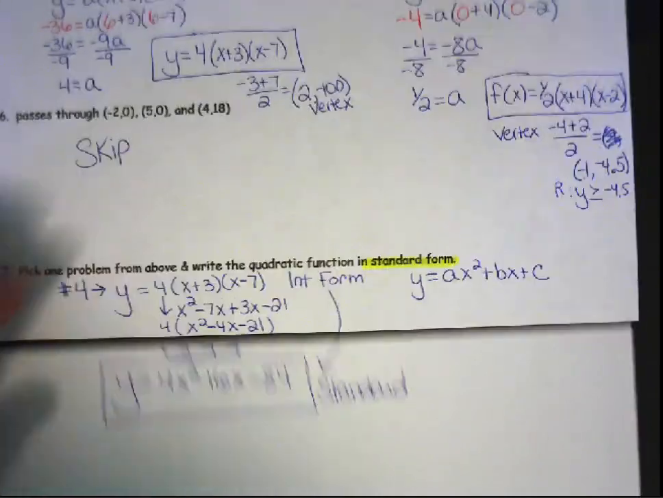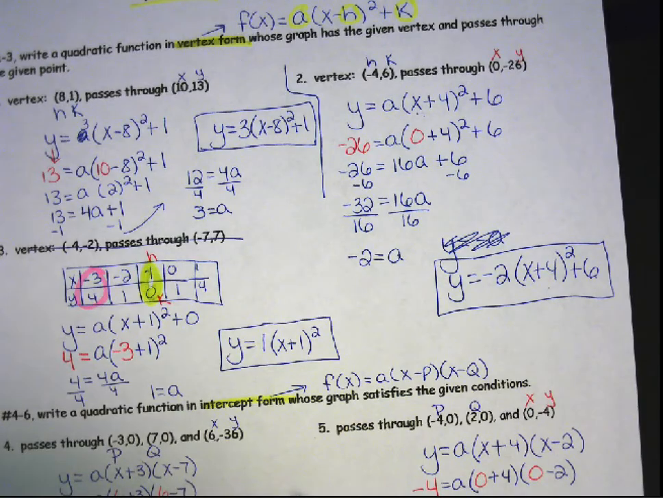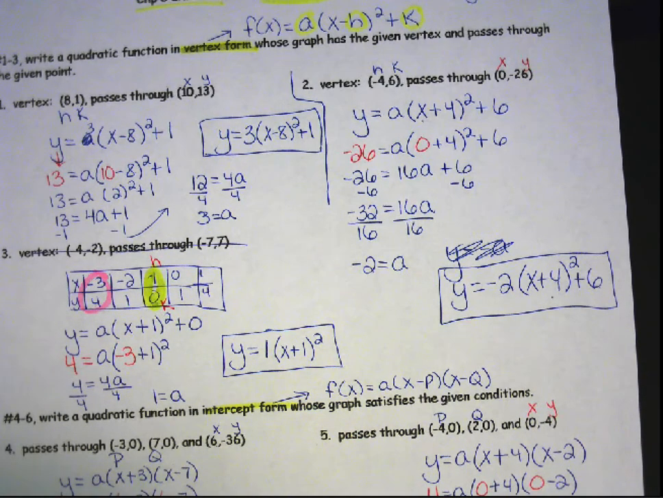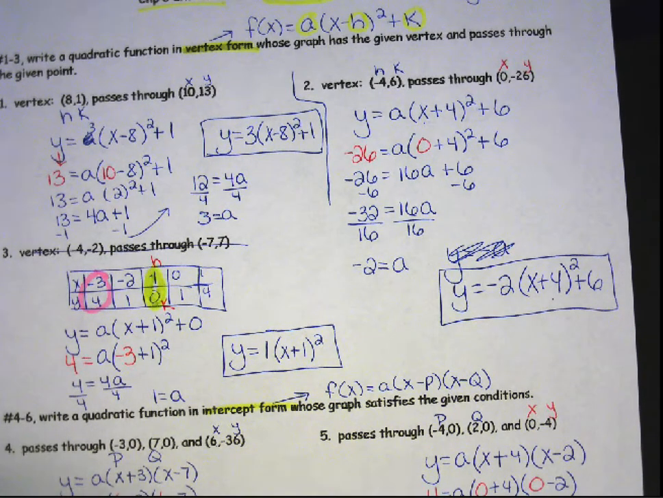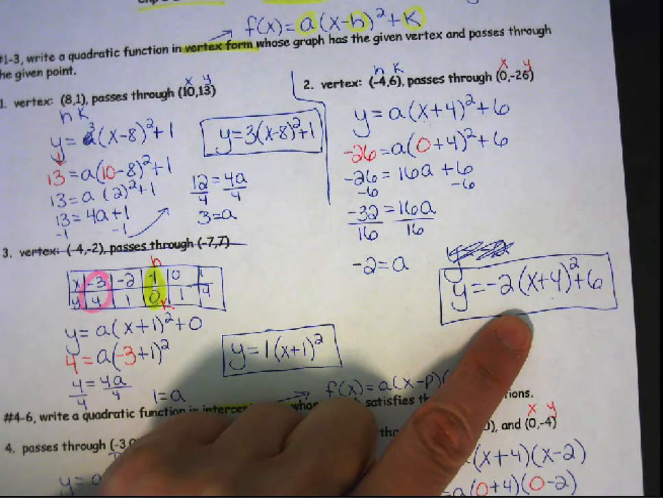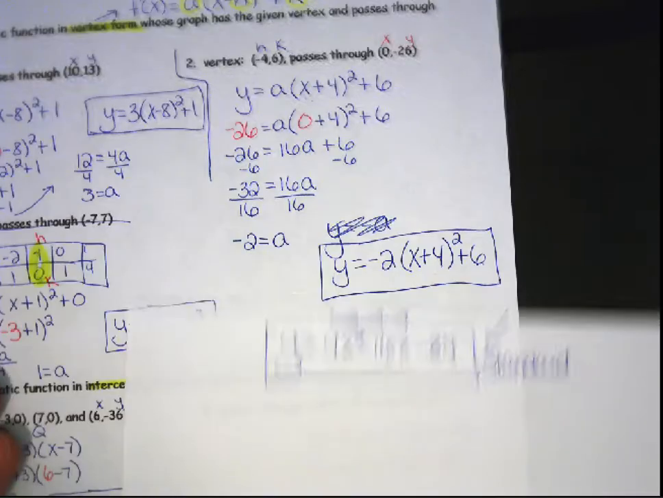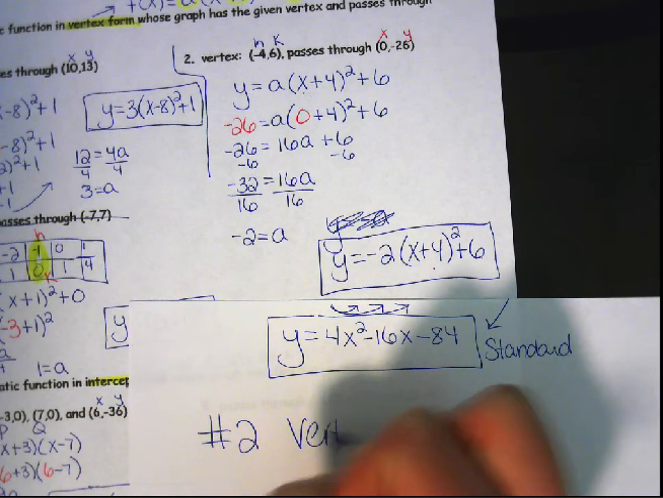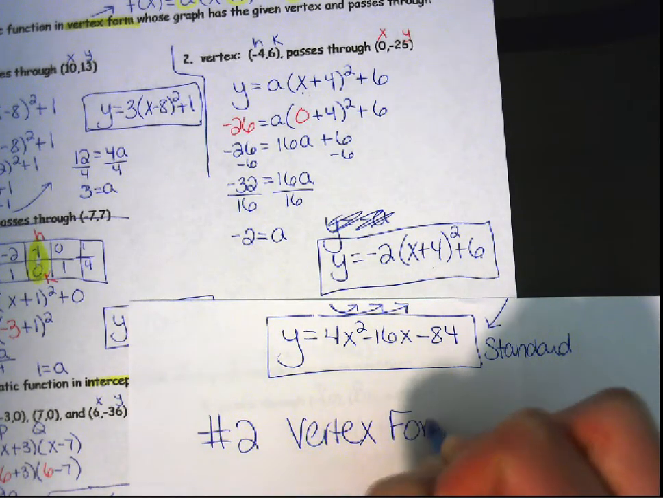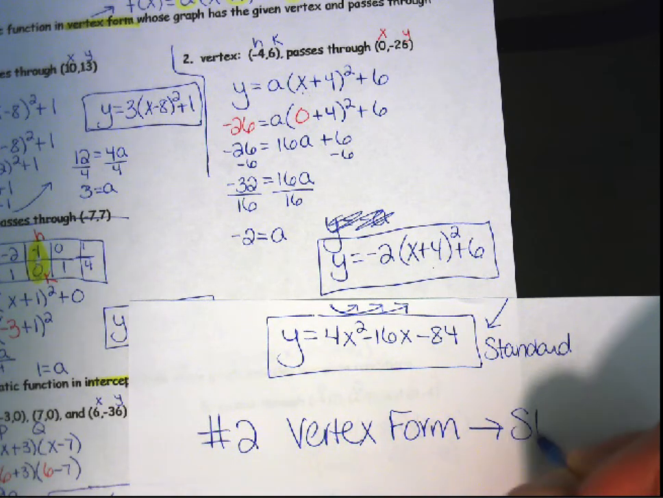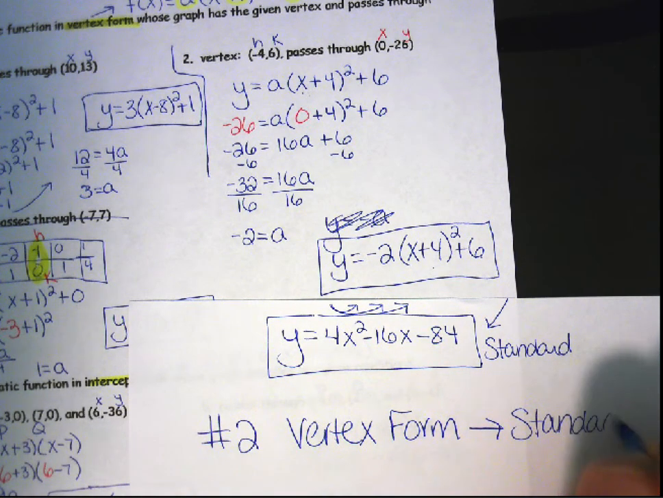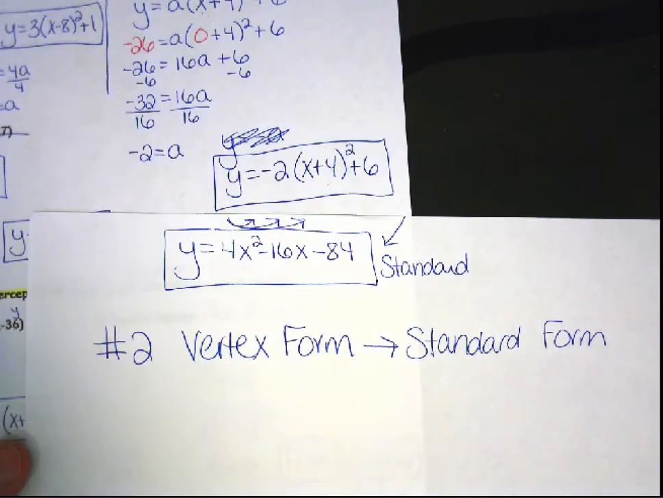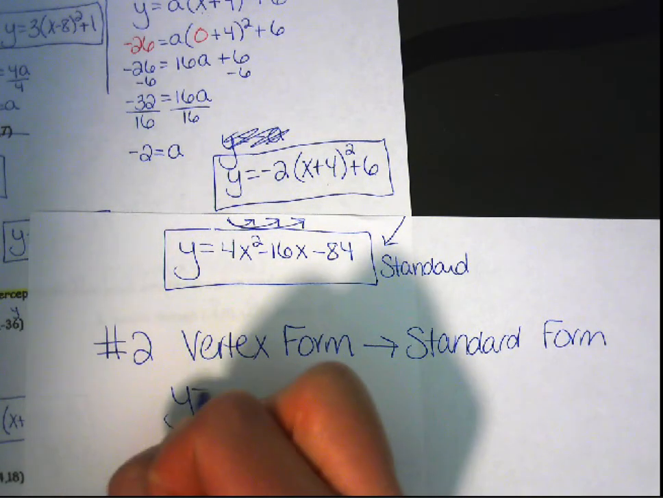Let's pick a vertex. So if we go up here, notice we have 3 of them to choose from. So again, I wish I was there with you and could ask you to pick. Maybe this one looks a little harder, number 2. Okay, so let's do that. Let's take number 2, which is in vertex form, and let's go to standard. So that's what we're going to do. So let me just recopy this down.